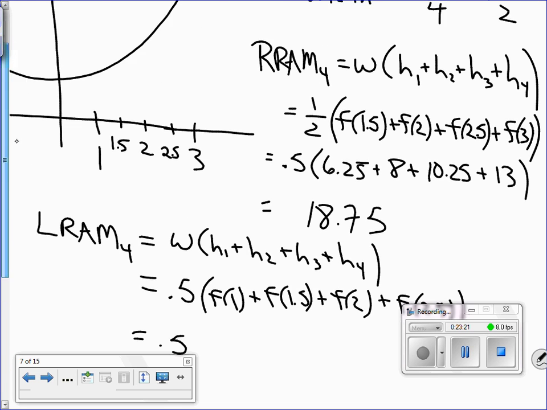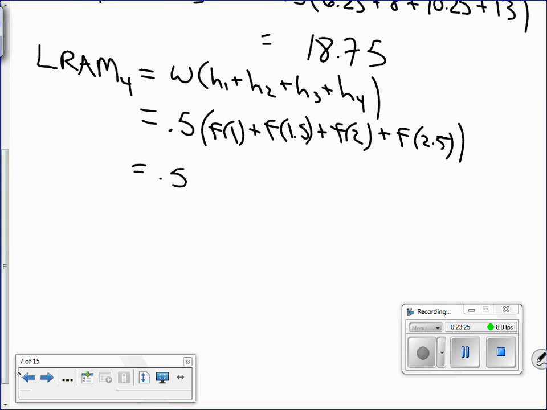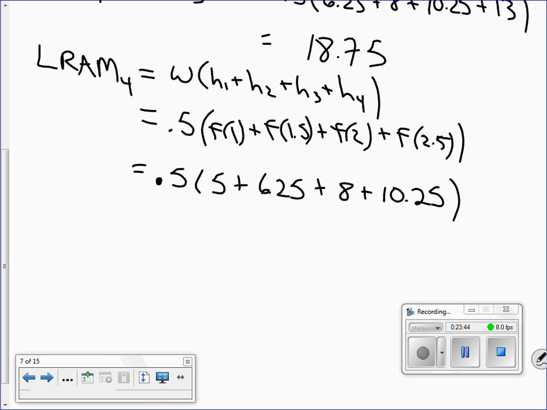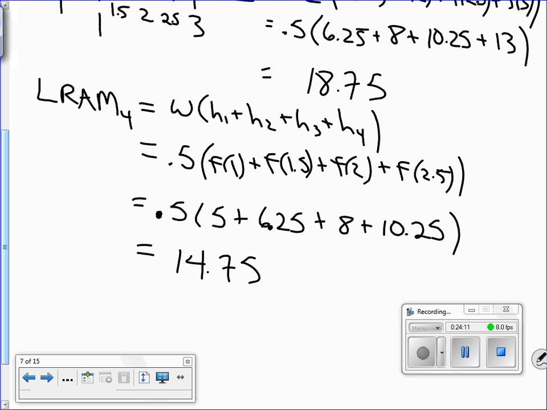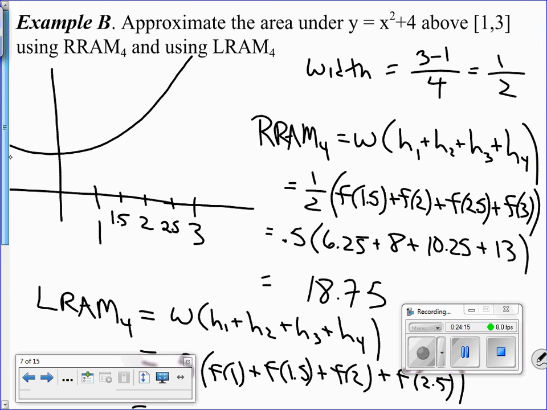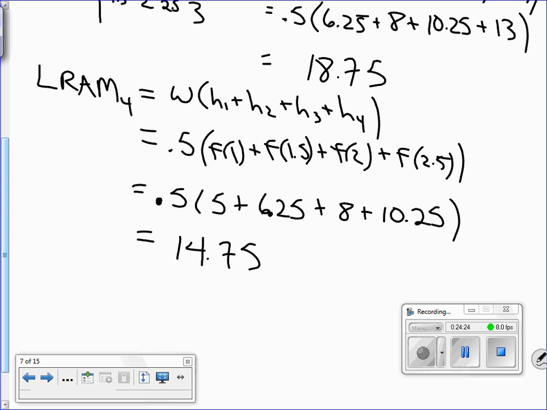Okay, let's fill in the values. That's just 1. Was it 1 squared plus 4, right? Yeah. Okay. So we have 5 plus 6.25 plus 8 plus 10.25. And we know we can get something good for that one. 15.25? Anything different? 14.75. Yeah, that sounds familiar to me. Questions where we're getting these numbers from? Okay, so that was the only thing they wanted here. Okay. So this time we got a chance to try the LRAM and the RAM. Ready for another one? Yeah.